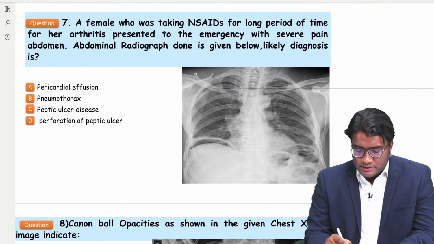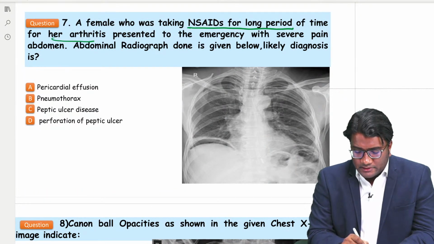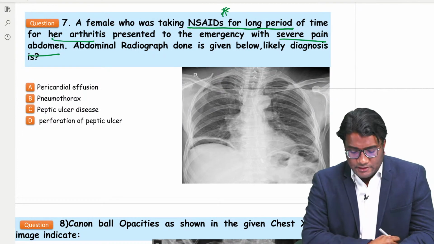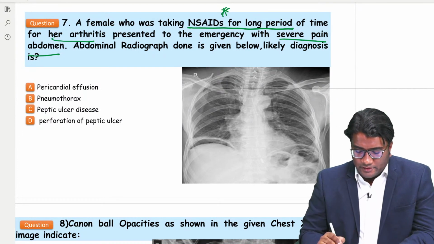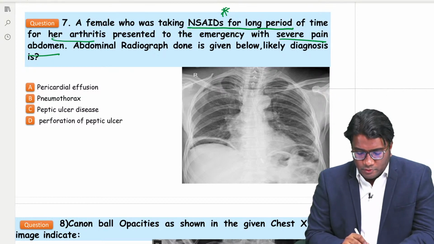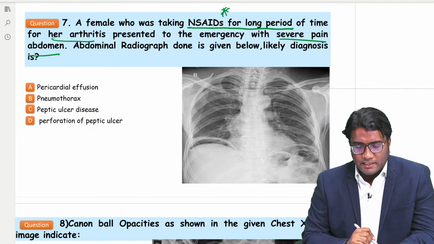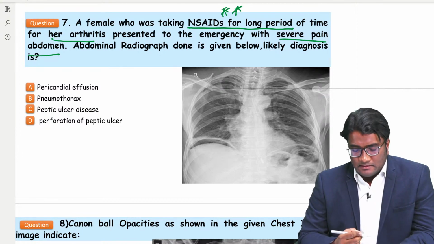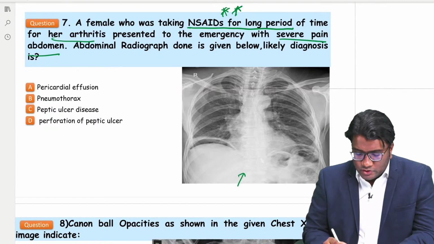A female who was taking NSAIDs for a long period for her arthritis presented to the emergency with severe pain abdomen. There is a long history of NSAID use, and an abdominal radiograph is given. What is the likely diagnosis? Pericardial effusion, pneumothorax, peptic ulcer, perforation of peptic ulcer. Now, long-term NSAIDs can cause peptic ulcers, but the abdominal radiograph clearly showed air under the diaphragm, especially under the right dome of the diaphragm.